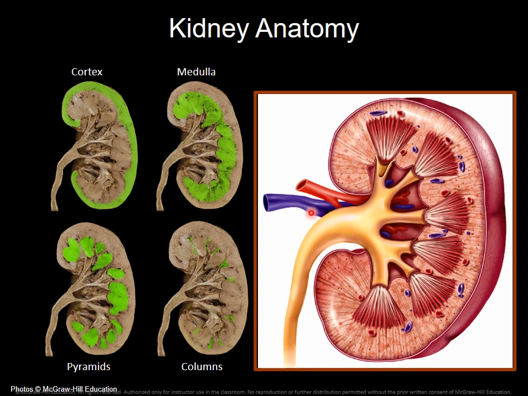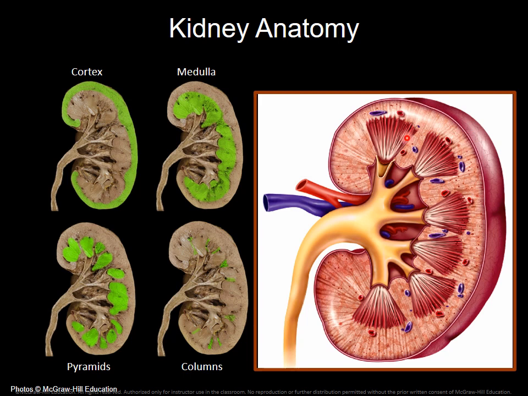Here we see a diagram of that structure we just talked about. Again, the cortex, where most of the physiology occurs, forming the outer layer of the parenchyma, the functional tissue, and the medulla organized into these triangular structures known as the renal pyramids. In between the pyramids are extensions of the cortex known as the renal columns.